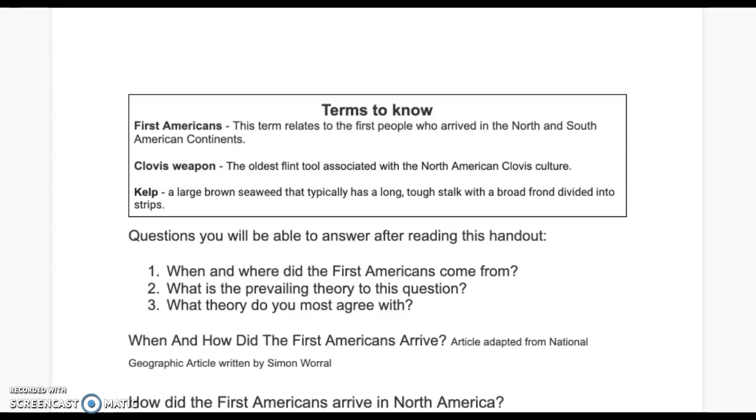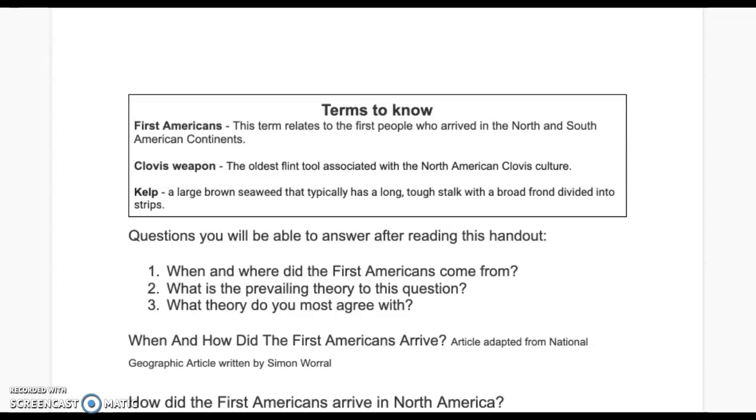Hey, young historians, Mr. Moran here, and today we're going to learn about the first Americans and when and how they first arrived. But before we start this reading assignment, there are some key terms I want you to know.